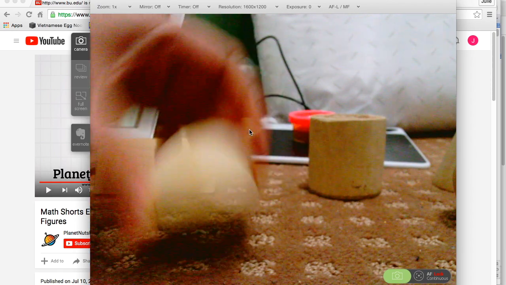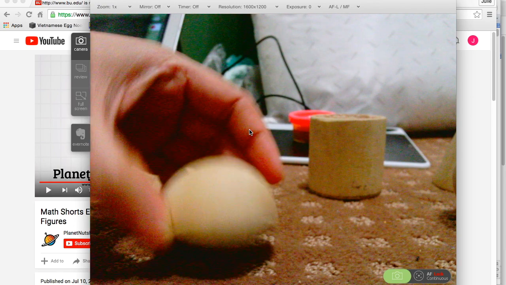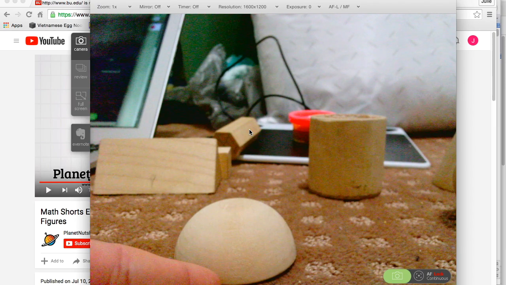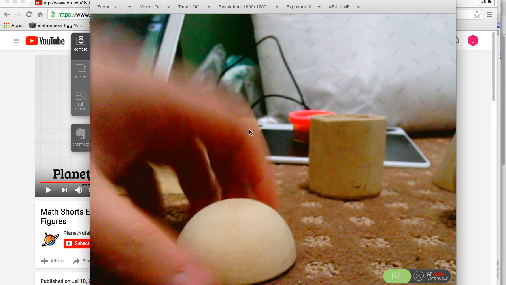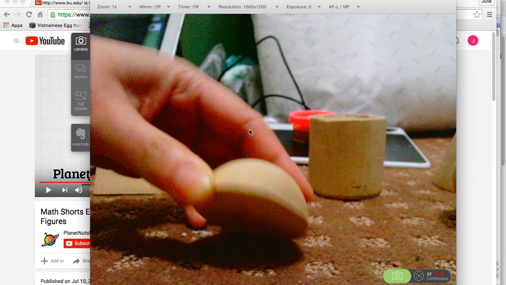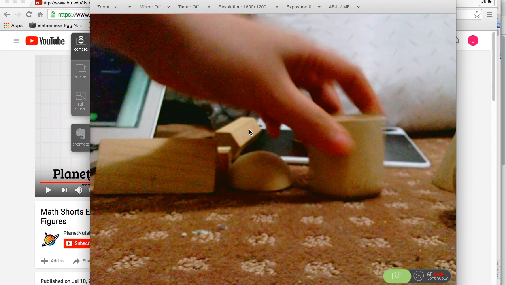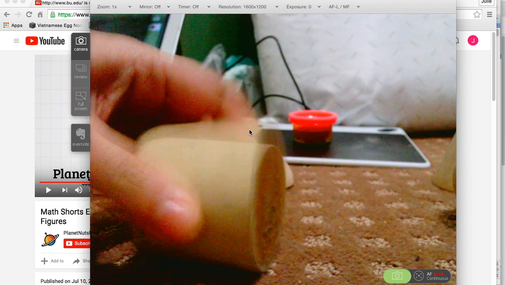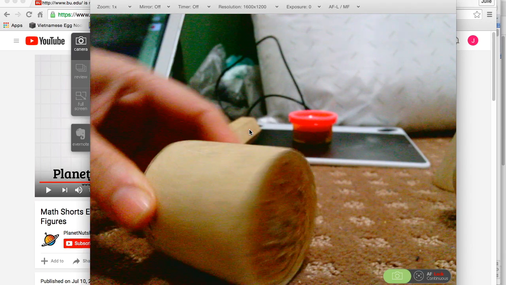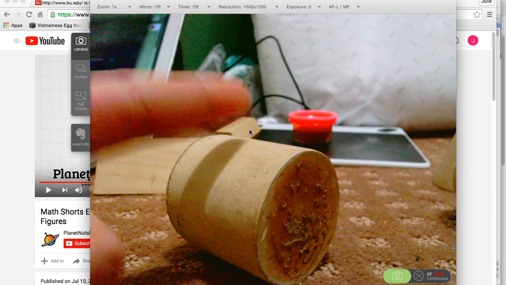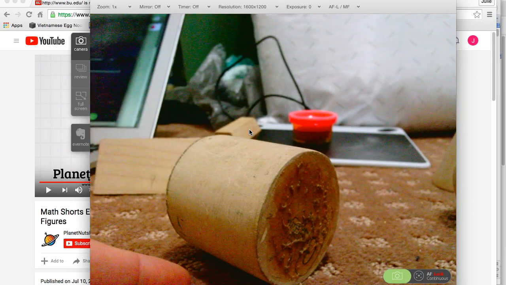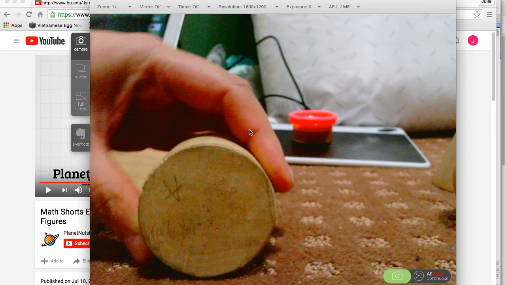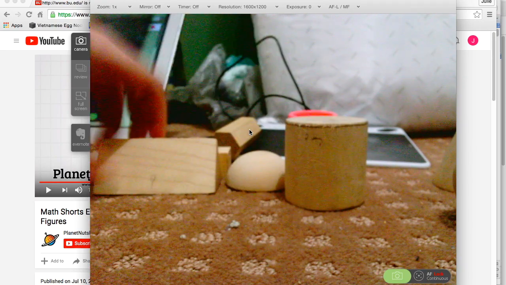If I have this solid, this half a sphere, and I cut perpendicular to the floor, I would have a semicircle. And then for the last example, if you have a cylinder that looks like this, and I make a slice down, then my cross section will be a circle. So that's what a cross section is.